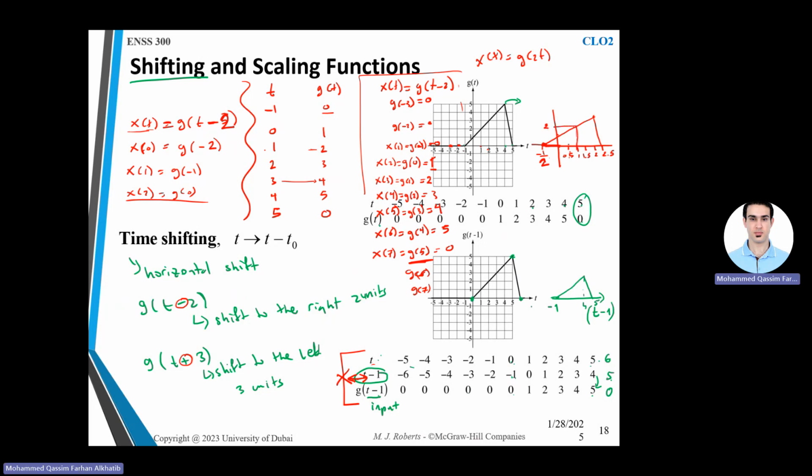It was 2. At half, that's 1. No, it was 2. Oh, wait, I think this one is 3. This is 2. This is 1. At 3, it was 4. At 1.5. At 4, it was 5. And then at 2.5, which is equivalent to the 5, it was 0.